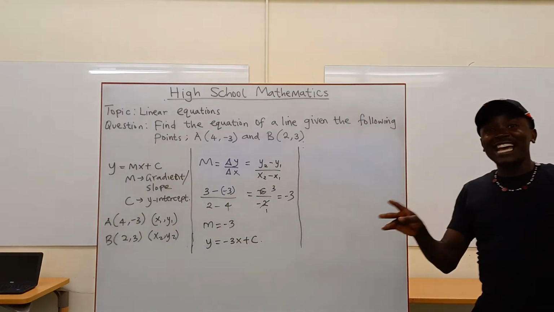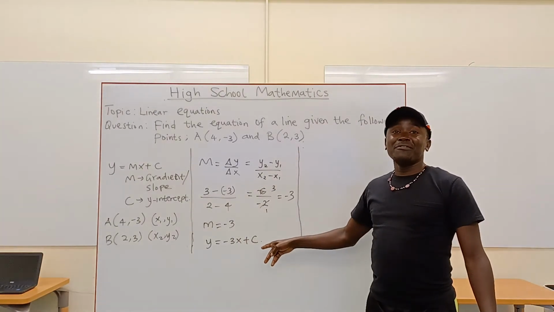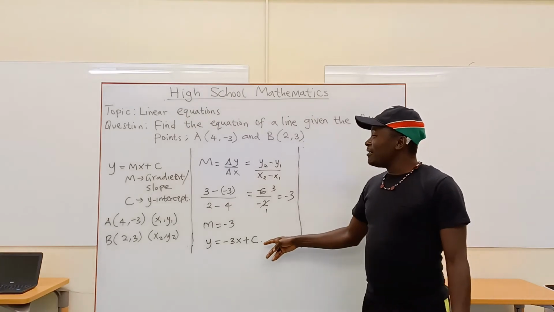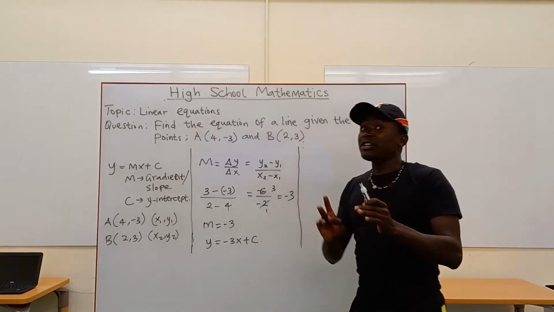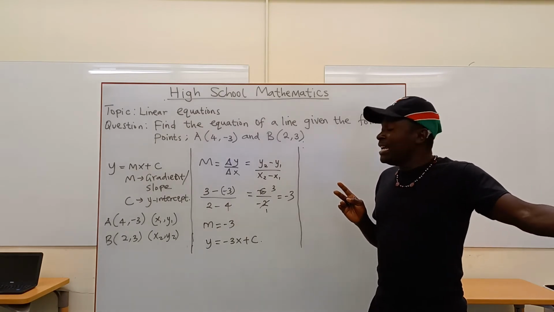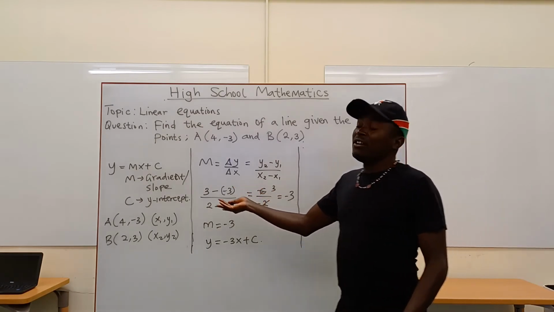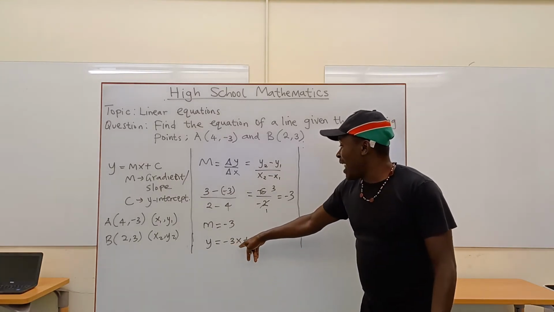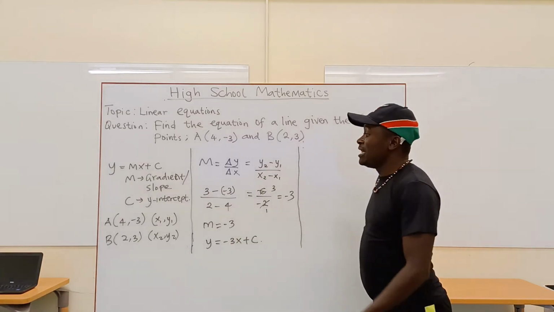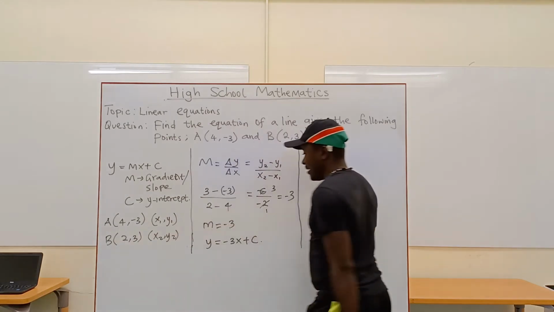Perfect. We are not done yet. We have to find the value of c. For the value of c, you take any of these points, because points A and B are two points on the same line, so you can choose either one to plug into the formula. In this case, let's go with point A, for example.